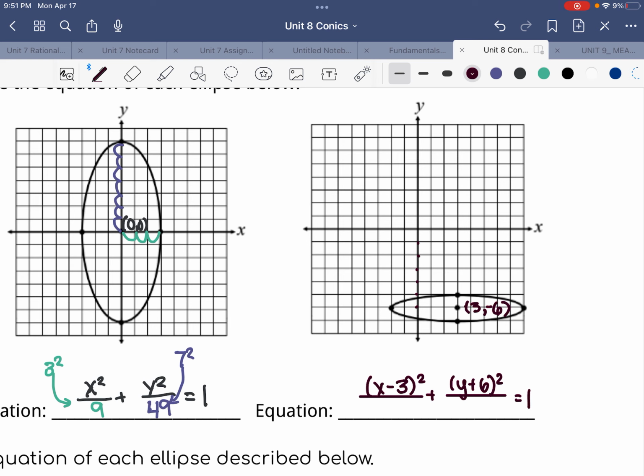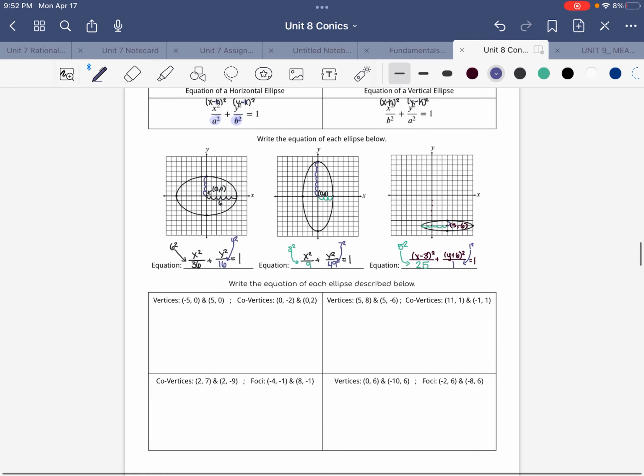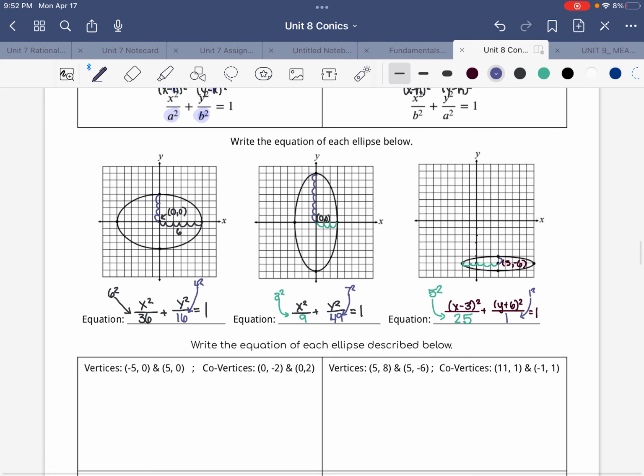Equals 1. That's really the only difference, is we had to actually count it out. Then the x direction is 1, 2, 3, 4, 5 away. 5 squared is 25. And the y part is 1 away. 1 squared is, be careful, 1. Some people think that 1 squared actually equals 2. It does not. And that is how you write it from a graph.